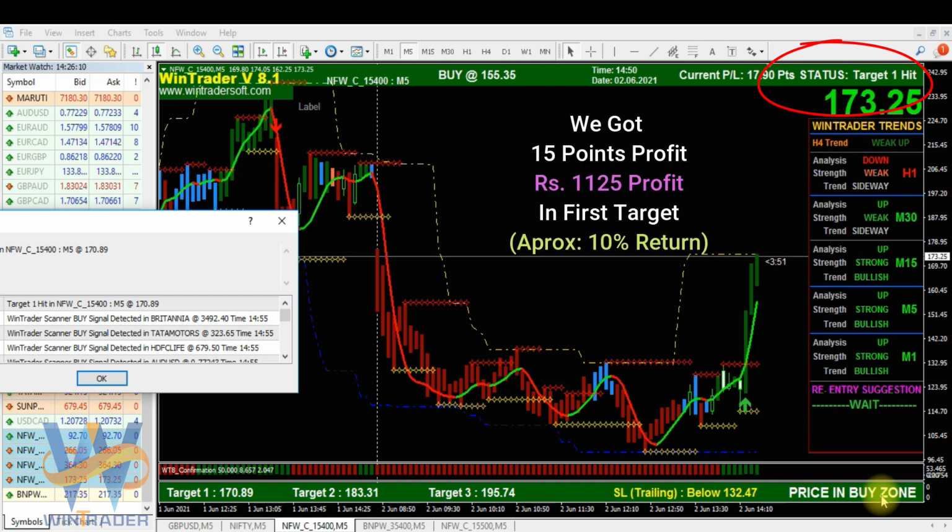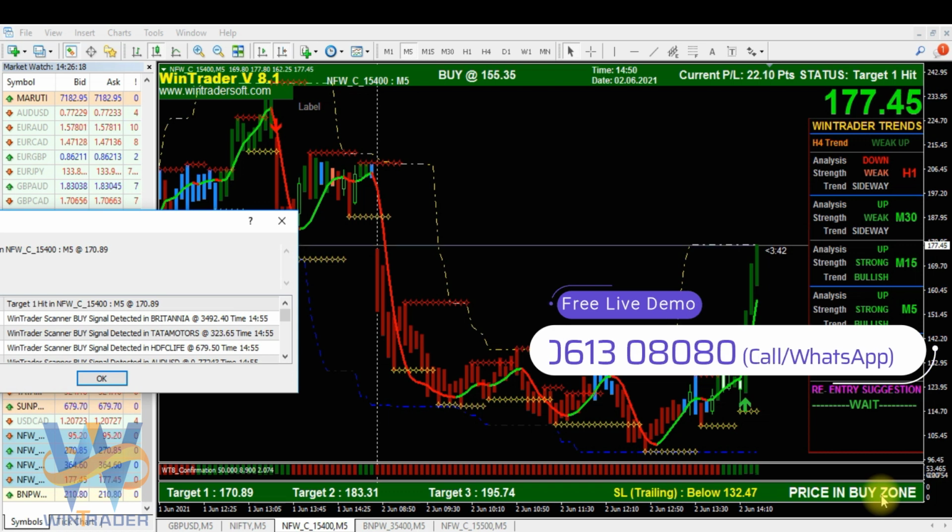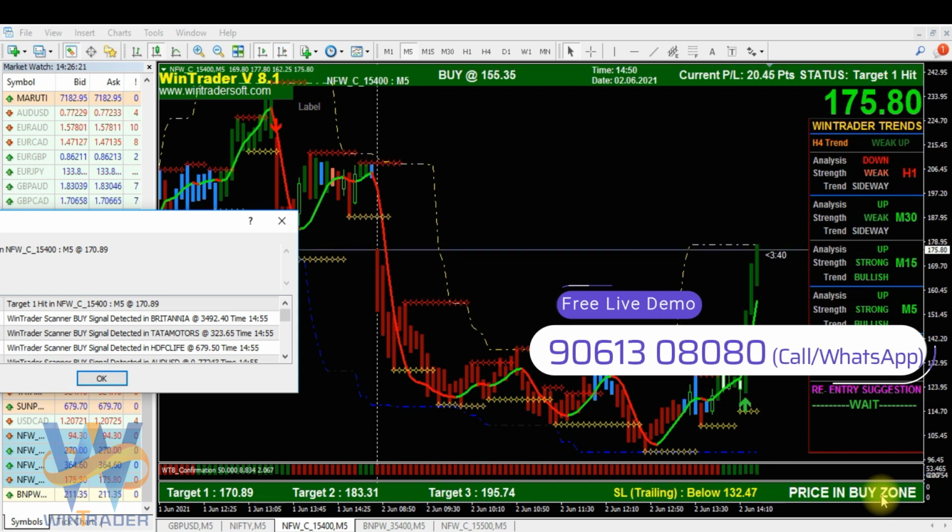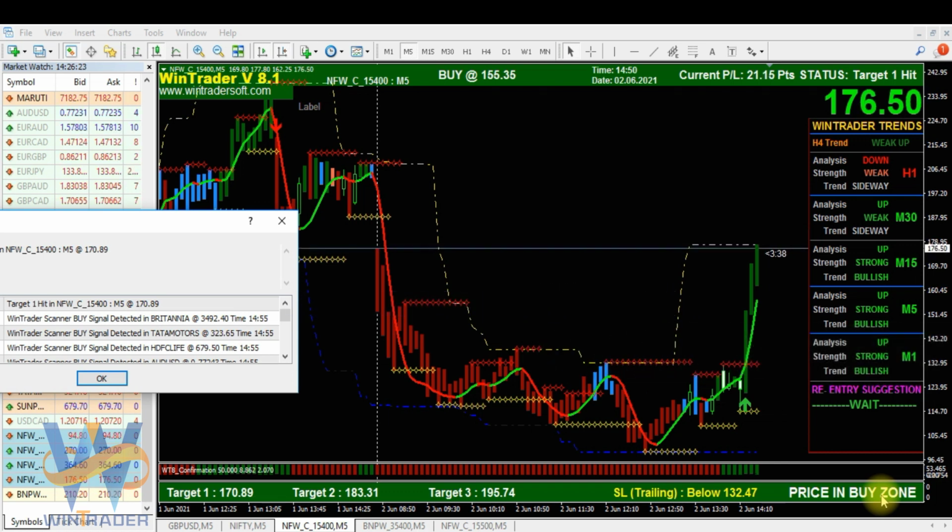It's achieved. If you want, you can exit with the first target of 15 points. 15 points means 1125 rupees profit. That's the exact profit, a 10% return on your investment. Right now we are giving 183.30 as the second target.